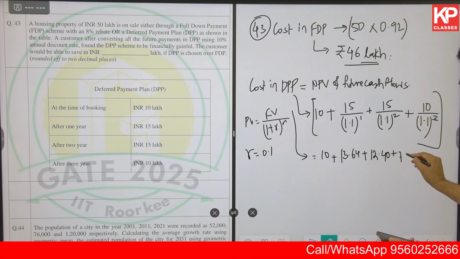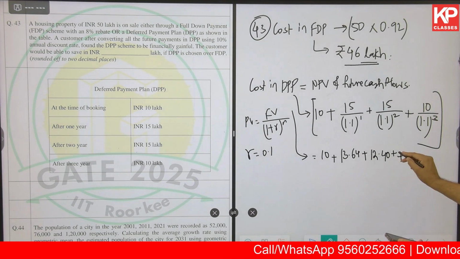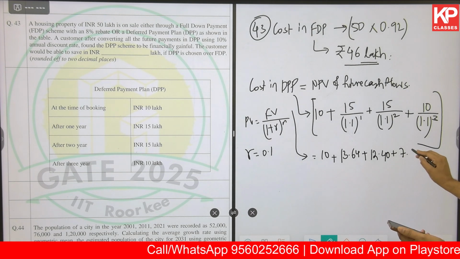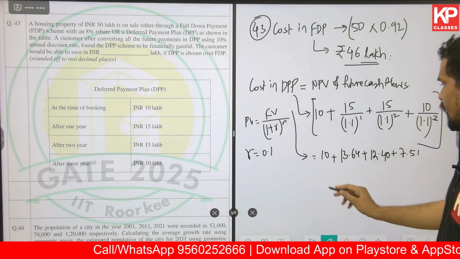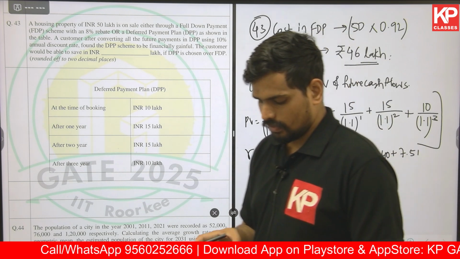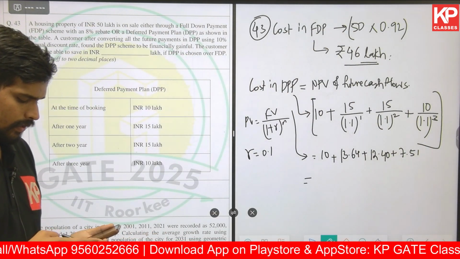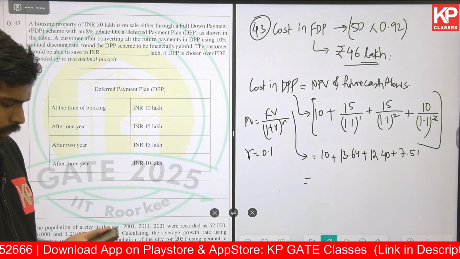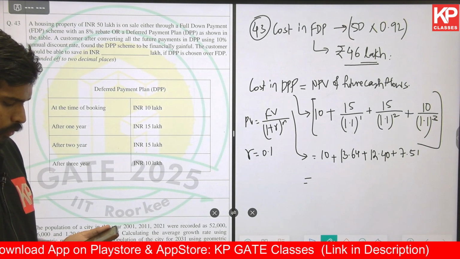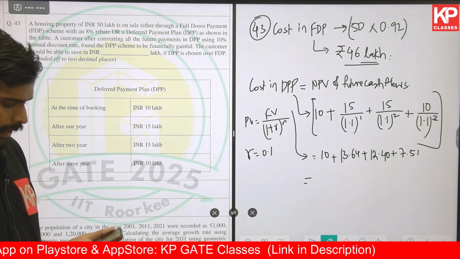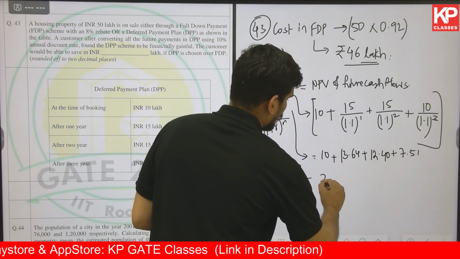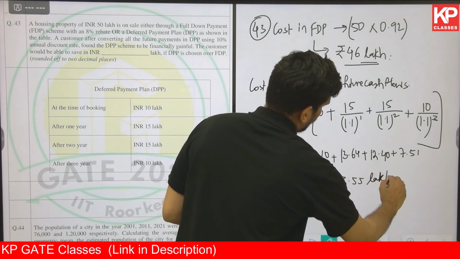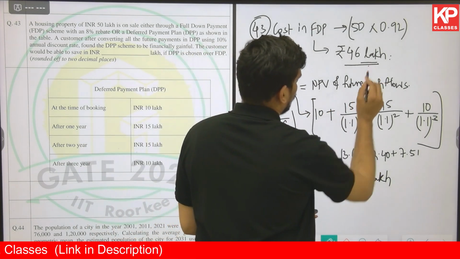So that's coming out to be 7.51, right? So that's the value. So add all these together. It is 10 plus 13.64 plus 12.4 plus 7.51, which comes out to be rupees 43.55 lakh. In FDP scheme it is 46 lakhs.